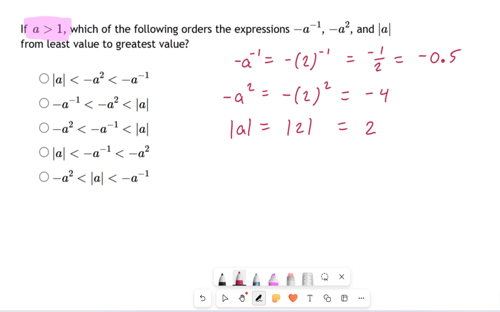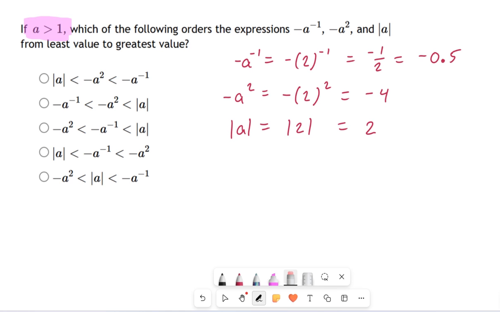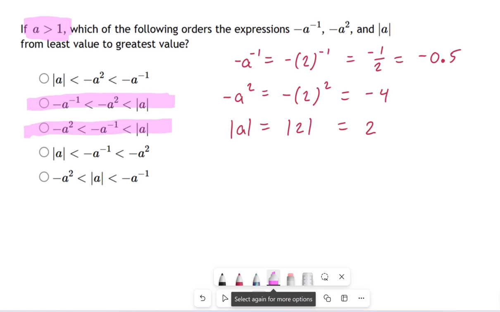So look through this list, and if you notice one thing, you should notice that the absolute value of A being 2, that's the only positive in my list here. The others are negative. So in my choices, I better see absolute value of A on the right, like this one. The others are all broken because those have an absolute value of 2 less than some of the other values. In other words, positive less than negative. That's not going to work. So it's one of these two choices.